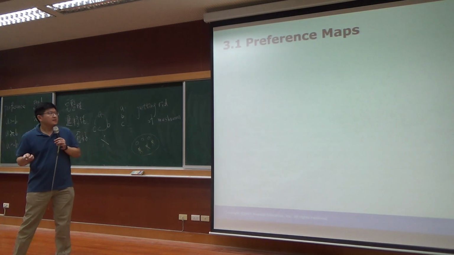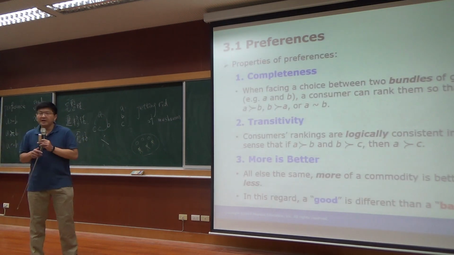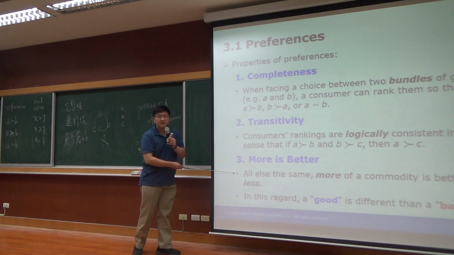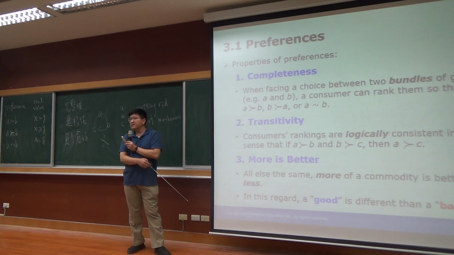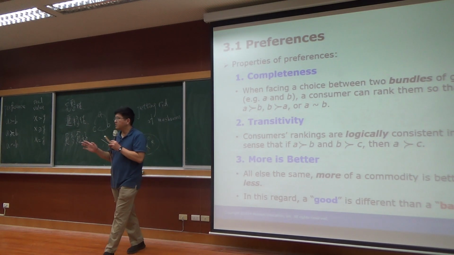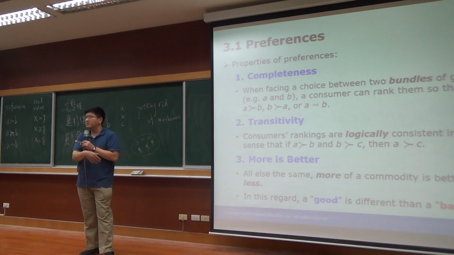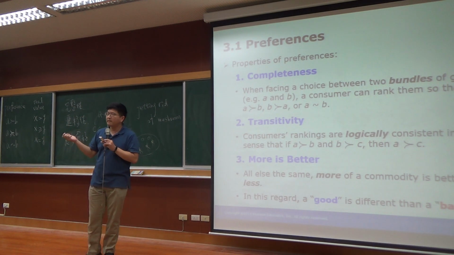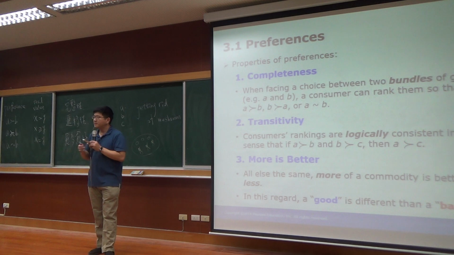So, is everyone happy with these 3 properties? So I assume all of you understand what we are talking about, right? Think. Completeness. What is completeness? Just go through your brain. And transitivity. What does transitivity mean? More is better. Okay?